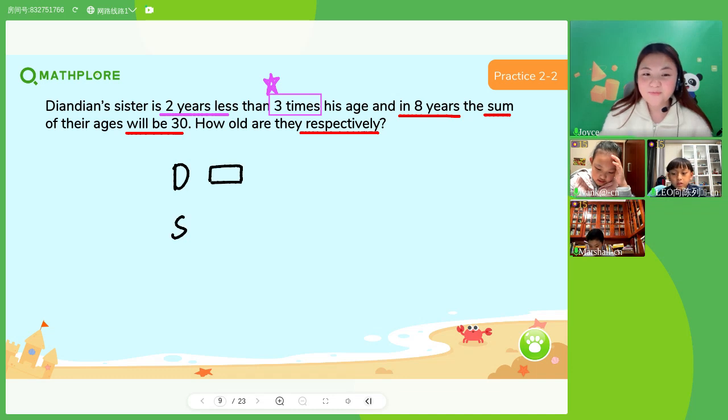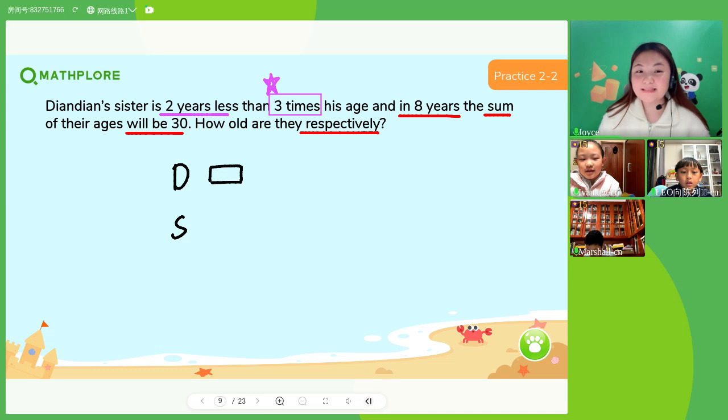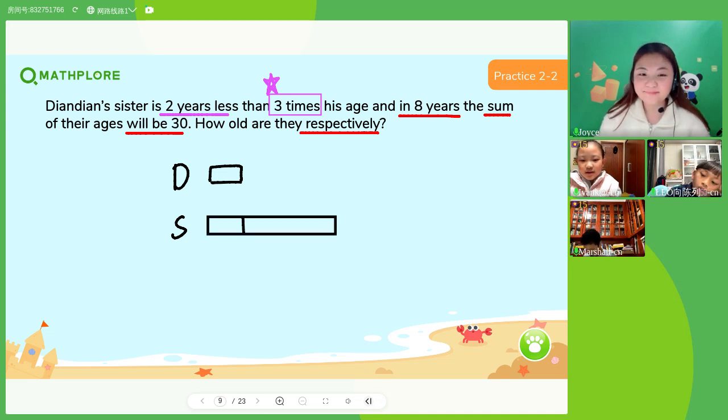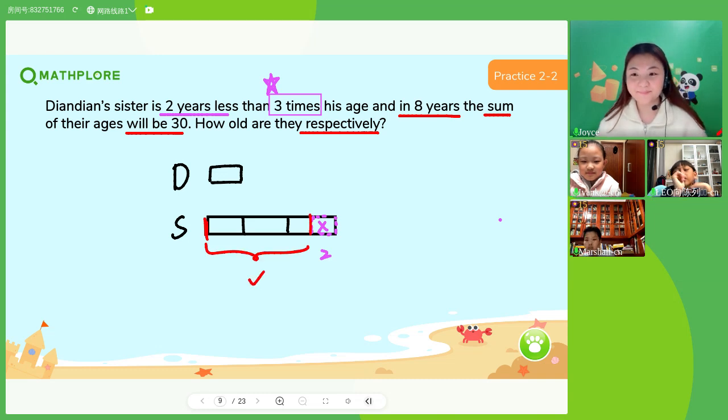How many segments for the sister first? Like how many times we have, how many segments we draw, right? Okay, but we have 2 years less than, which means for the last segment, we have to take away 2 years, half, right? It means we don't have it. Dian's sister's age is only from here to here. Can you get it?